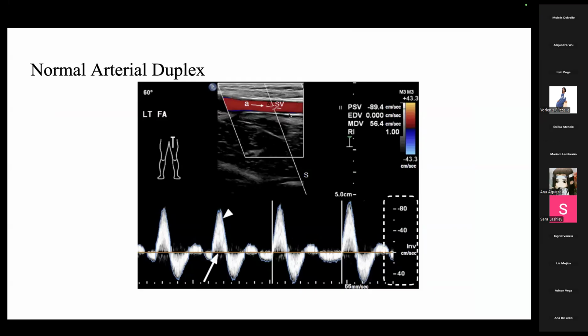And when you take your Doppler inside your vessel, and it's between 40 and 60 degrees, the angle of insonation on top of the vessel, you're going to get these perfect waveforms that you can measure peak systolic velocities, end diastolic velocities, etc.